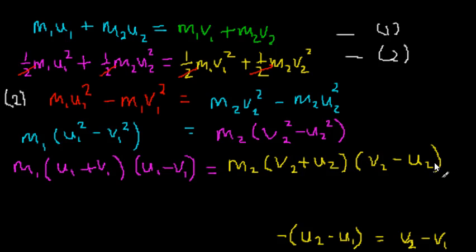Okay, now in order to proceed, I'm going to show that actually this part, this m1 times this, is actually equal to m2 times this. Now that's quite a jump, and the reason for this is because of equation 1.